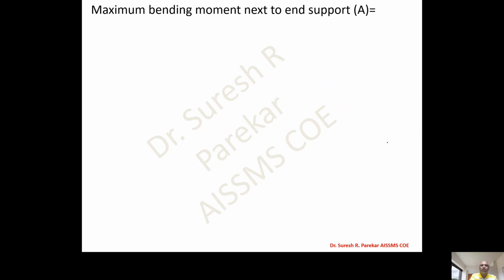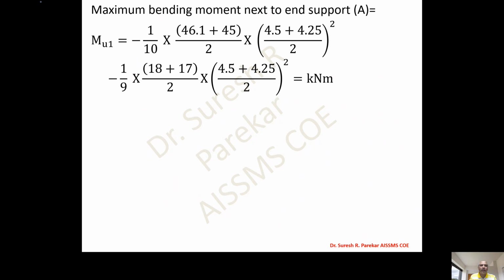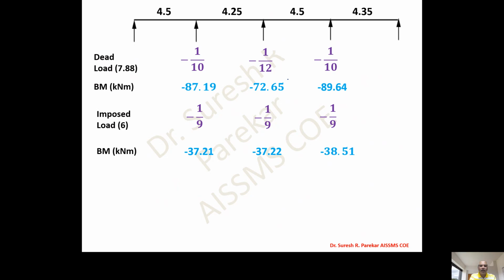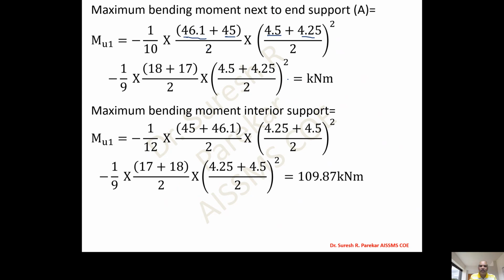So you can see the maximum bending moment next to support A. We have this value, minus 1 by 10, 46.1 plus 45. This is the dead load of AB, this is of BC, by 2. This is the span of AB, this is of BC. And from this we will get this MU1 value. So MU1 actually we have 124.4 kilonewton meter.